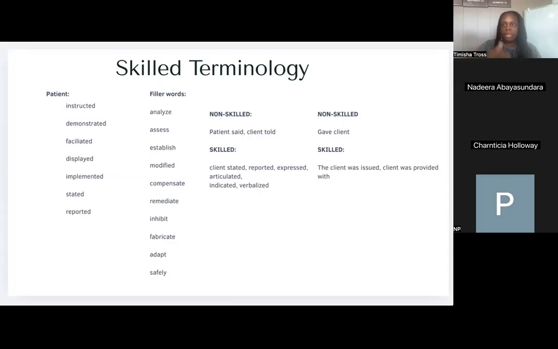Then as you are writing, you're going to utilize filler words. Those can look like: patient instructed in A, B, and C, and assessed, analyzed, established, compensated, modified, remediate, inhibit, fabricated. Fabricated a lot of times will be used if you're doing something that has to do with splinting. Adapt, safety. Safety is always a word that you will constantly use in your writing. So this kind of gives you a flow of the terminology.